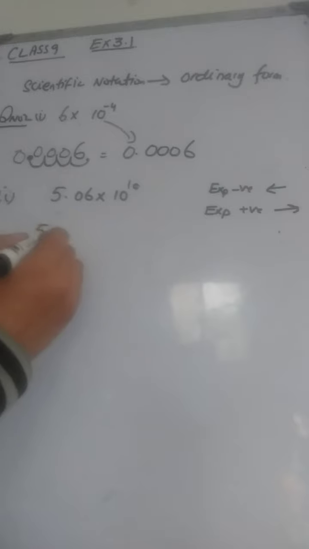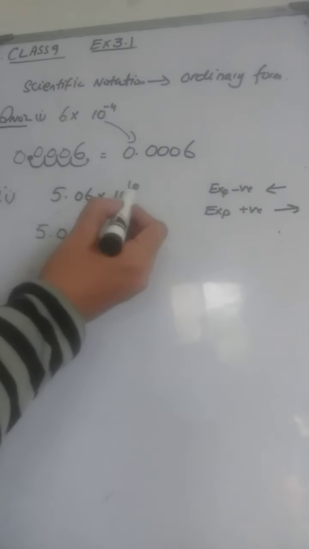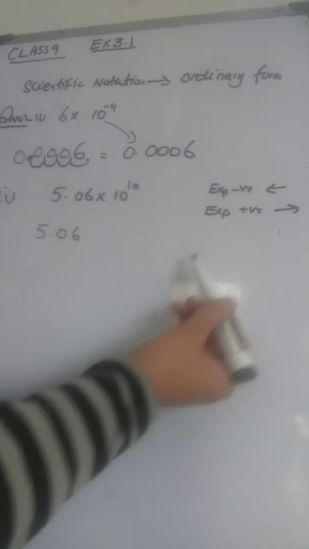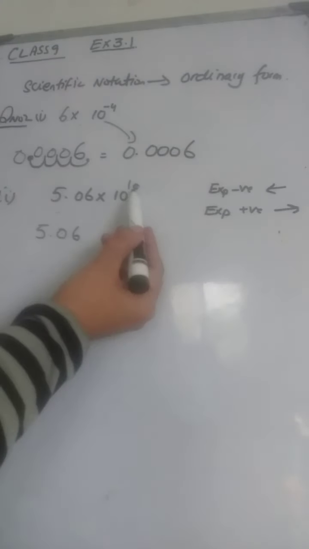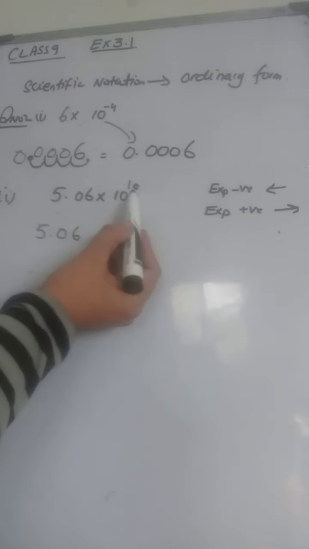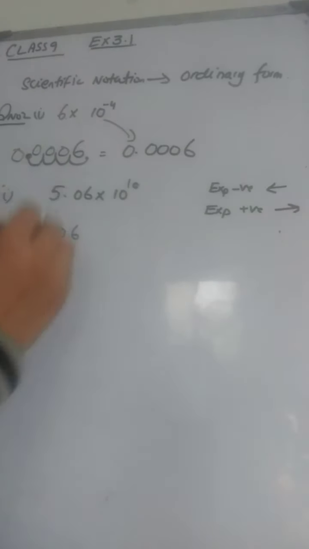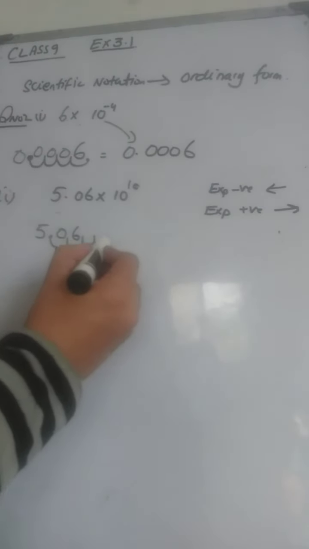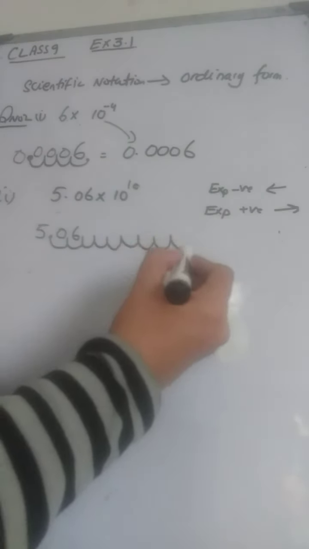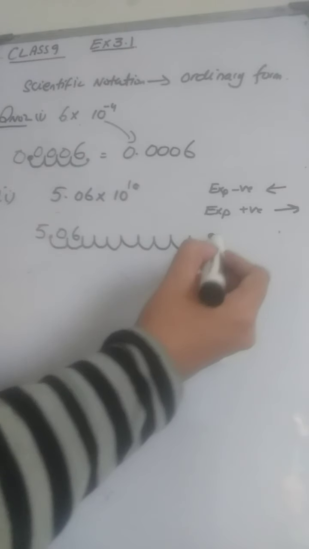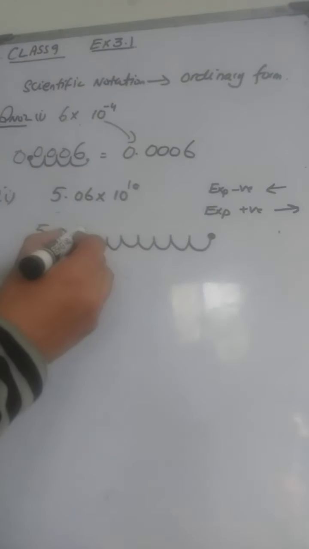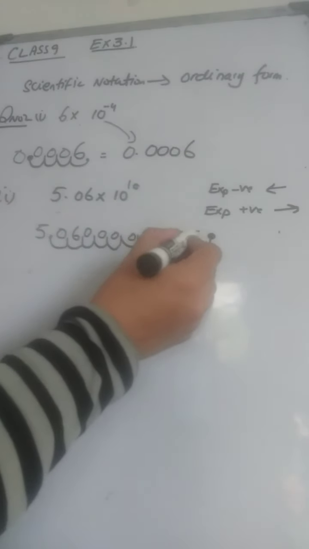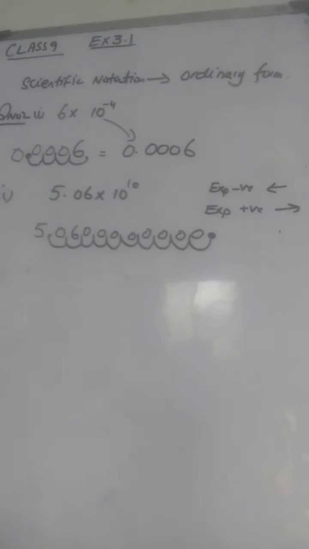Okay, so write the number 5.06. Now here the exponent is 10, positive, so we are going to shift the decimal towards the right hand side, 10 steps towards the right. Okay, this will tell us the number of steps which we have to take. 1, 2, 3, 4, 5, 6, 7, 8, 9, 10. So here our decimal will be over here. So filling these spaces with 0. Okay, this will be the required number.